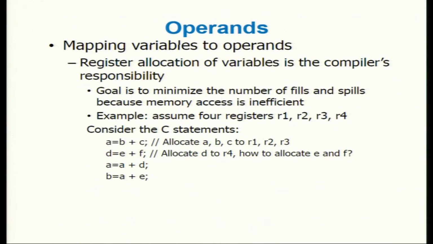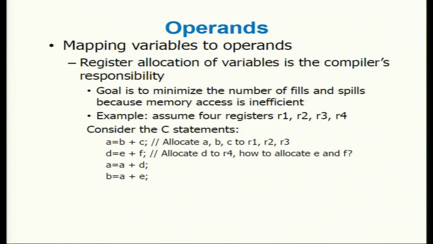So I'll show you through an example where it gets tricky. Let's assume that we have 4 registers in a computer, R1, R2, R3, R4. These are 4 registers. And let's try to compile these 4 C statements. A equal to B plus C, D equal to E plus F, A equal to A plus D, B equal to A plus E. So let's suppose that we have allocated A, B, C in R1, R2, R3. So that's what the comment says here. And we can allocate D to R4. The problem is now we have exhausted all our registers. The question is how to allocate E and F.